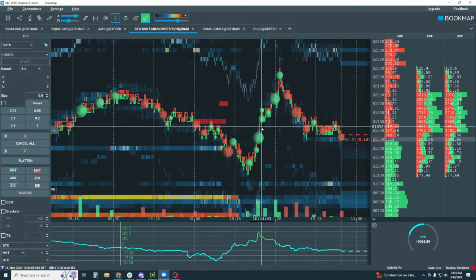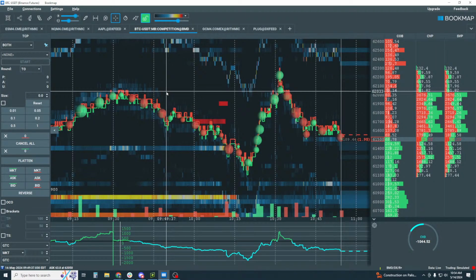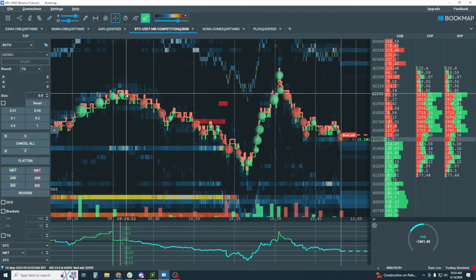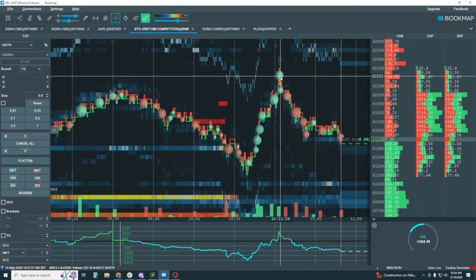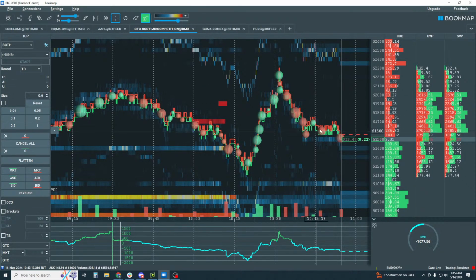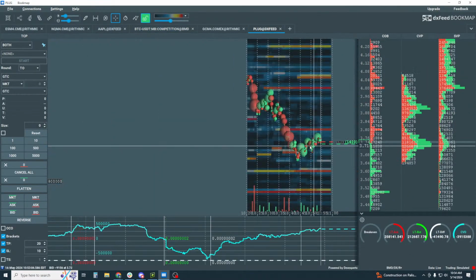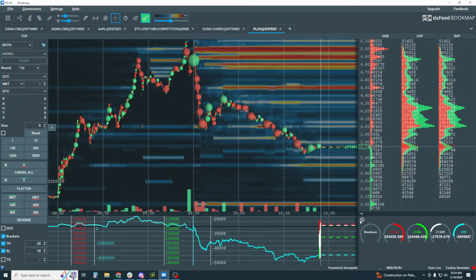Crypto. We were actually looking for this move back up to here. 62,000, we got it, but it failed from there and came right back in the range. Let's look at plug and see what's going on.